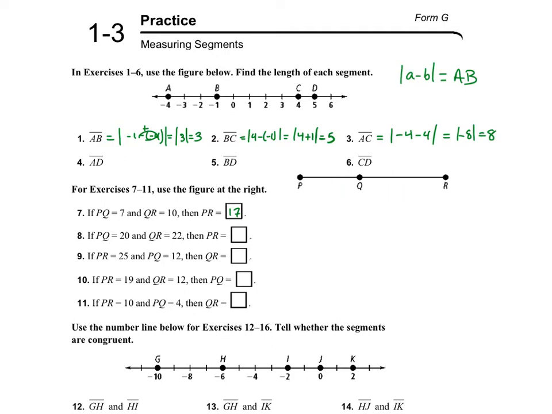And number 9, again, this is PR. Now I have the whole segment is 25. PQ is 12, and I want to find QR. So in this case, I'm just subtracting. This is 25 minus 12, so it's just 13. For number 11, I have PR equals 10. PQ is 4. So QR is 10 minus 4. It's just 6. The same.